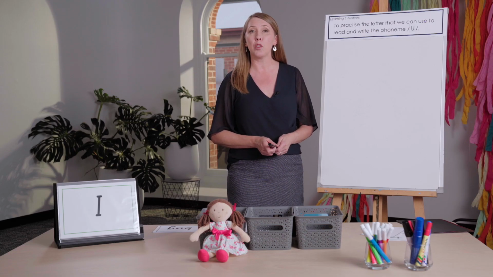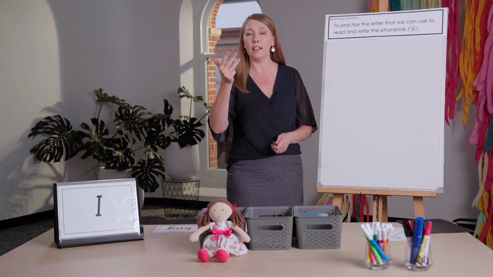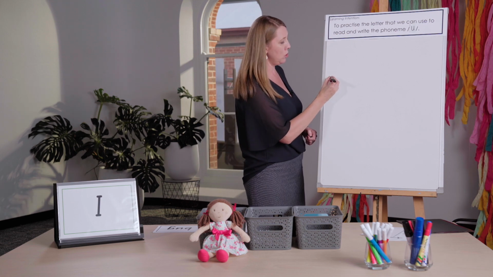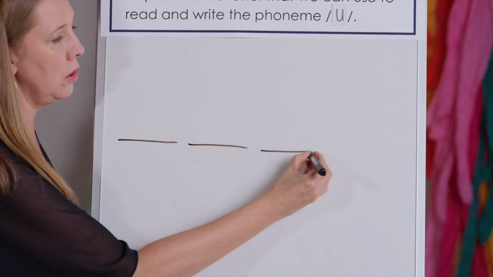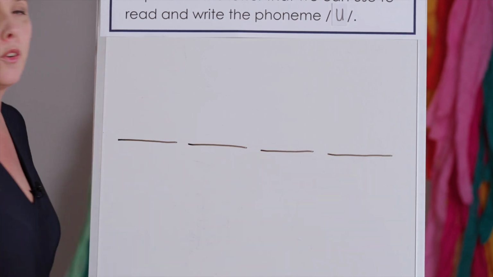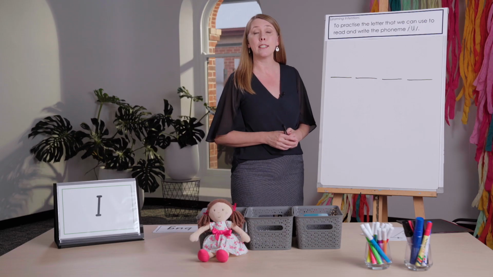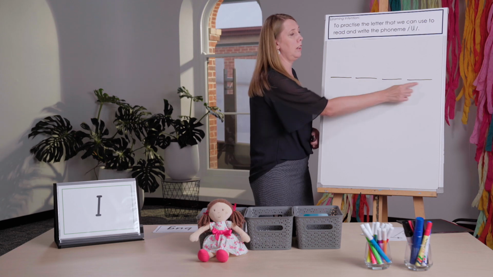I wonder if you can count the words in this sentence. Mud on a rug. That's right, there are 4 words in this sentence. So on your paper, I want you to draw 4 lines. 1, 2, 3, 4 lines, 1 for each word in your sentence. Remember, the sentence is mud on a rug. Mud on a rug.